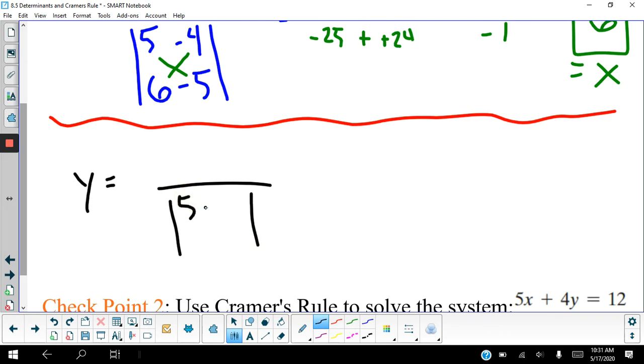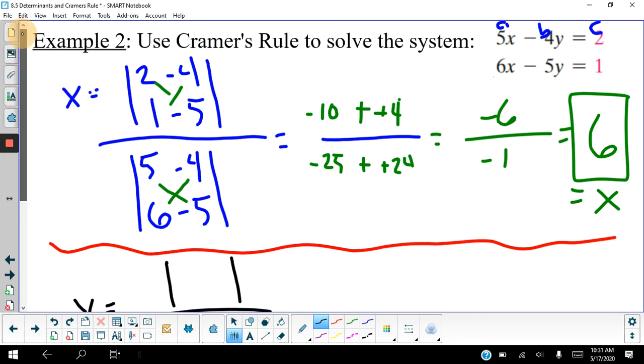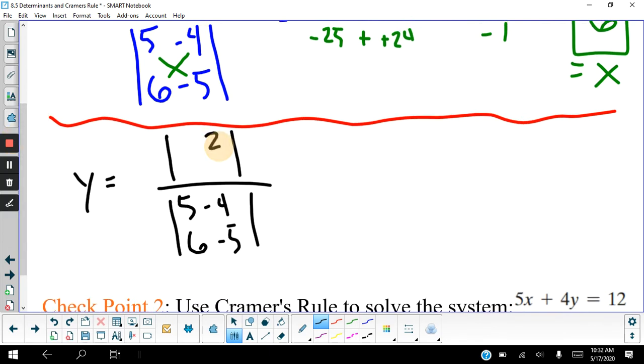Okay, so 5, negative 4, 6, negative 5. And then notice, like we saw in the formula, the numbers that are our answers, the C value numbers, are going to take place of whichever side that we're finding. So we're finding the y's. So the 2 and the 1, in this case, they're going to go on the right side, and the 5 and the 6 are going to stay put. Okay? So once again, follow your formulas. Pay attention to those. As long as it's going to go A, B, C.